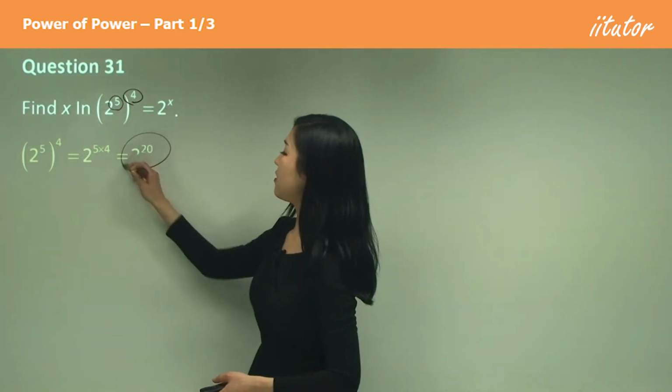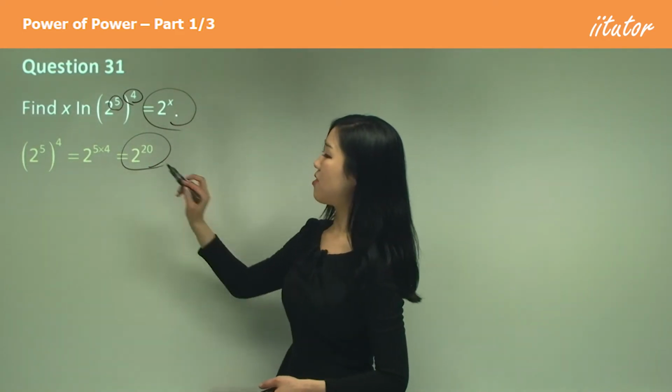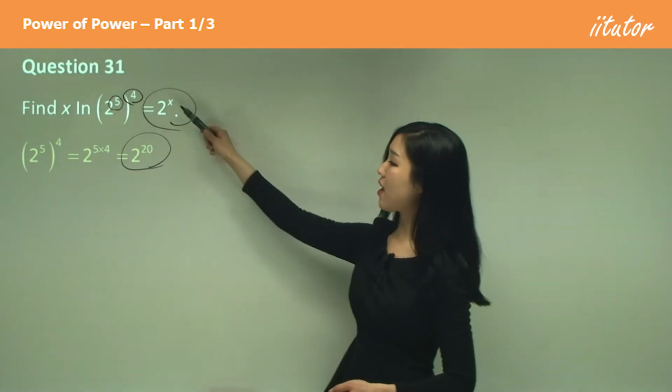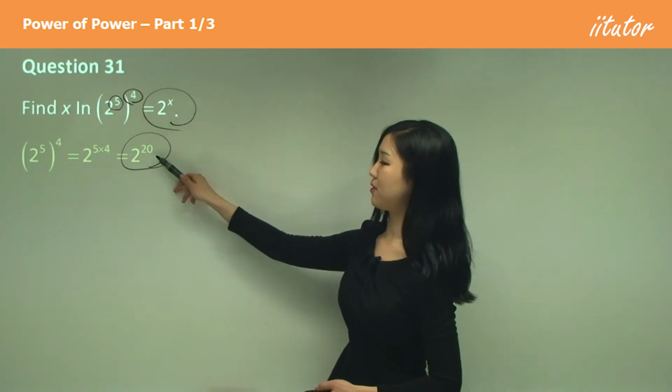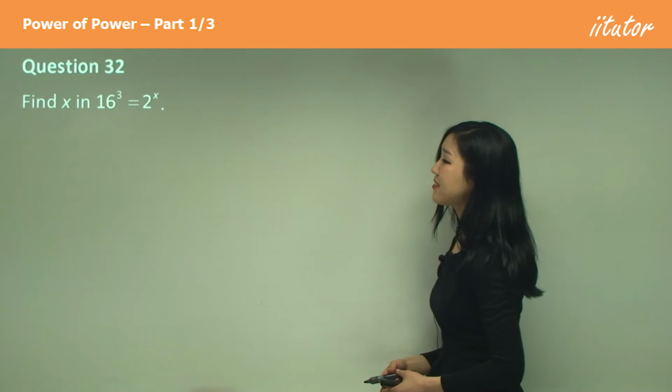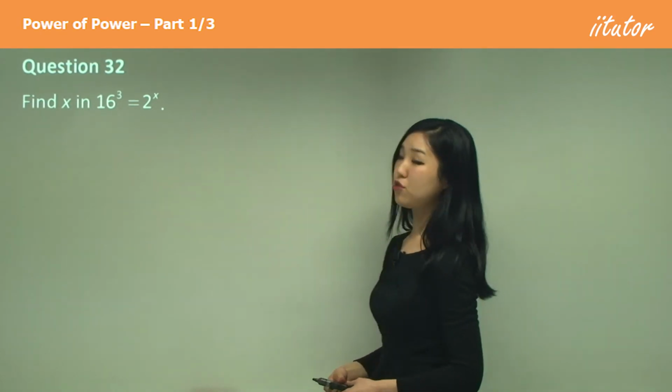Now this is equal to this. The base is the same, so therefore the indices must be the same. So x must be equal to 20. So x equals 20 is the answer. Find x in 16 cubed equals 2 to the power of x.